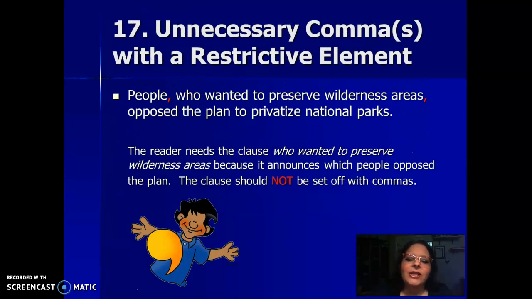Unnecessary commas with a restrictive element. Now, earlier we had the non-restrictive element, but this one, a restrictive element, we need those words. So people who wanted to preserve wilderness areas opposed the plan to privatize national parks. That part, who wanted to preserve wilderness areas, is announcing the people, so it needs to be within that sentence. So you would not use commas in this one.